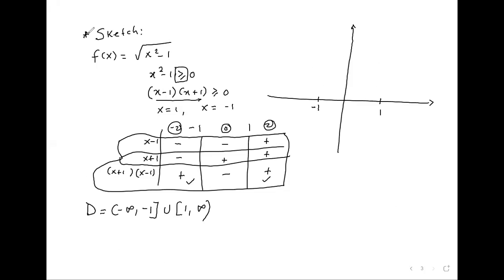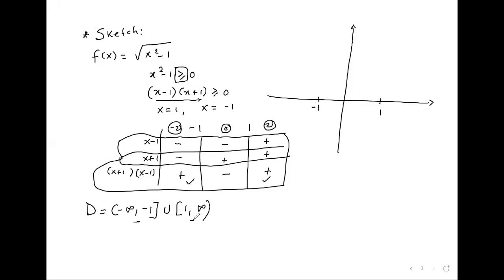f of x is equal to the root of x squared minus 1. So now you're beginning to sketch. So how do I sketch? I must know my domain. So how do you know the domain? Whatever is inside the root must be greater or equal to 0. So which intervals? Starting from 1 to the right and from -1 to the left. These intervals.